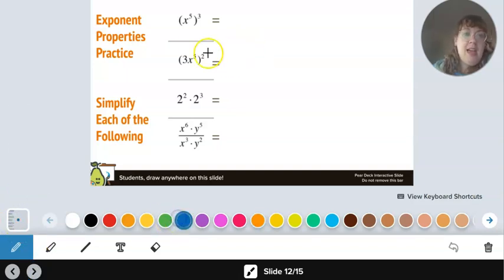So we have x to the 5th cubed. This is power to a power. When we have 2 exponents like this, we multiply. 5 times 3 gets us 15. So it's x to the 15th.